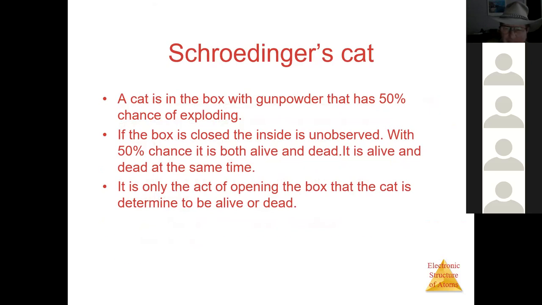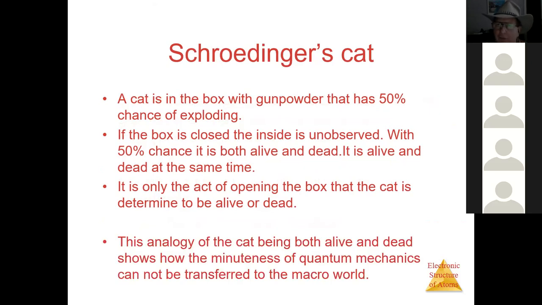And the analogy is meant to relate that if we're dealing with quantum mechanics, we can't transpose the minuteness of quantum mechanics to the macro world. So in other words, we can't say where the electron is and how fast it's moving based upon where we're at in this reality.